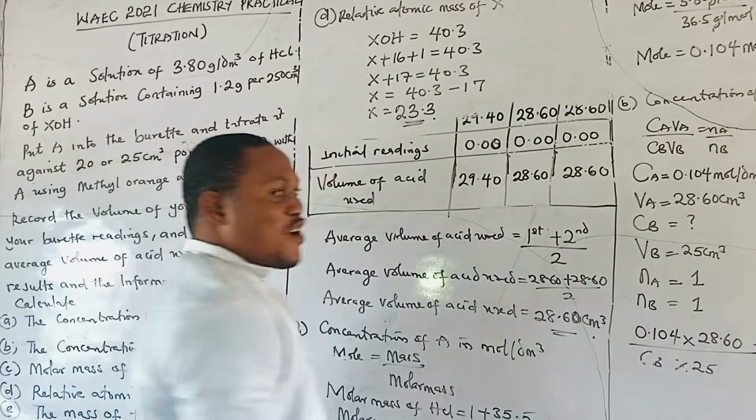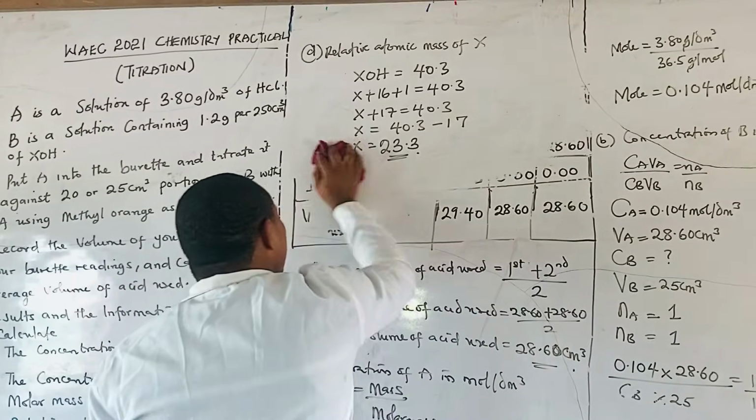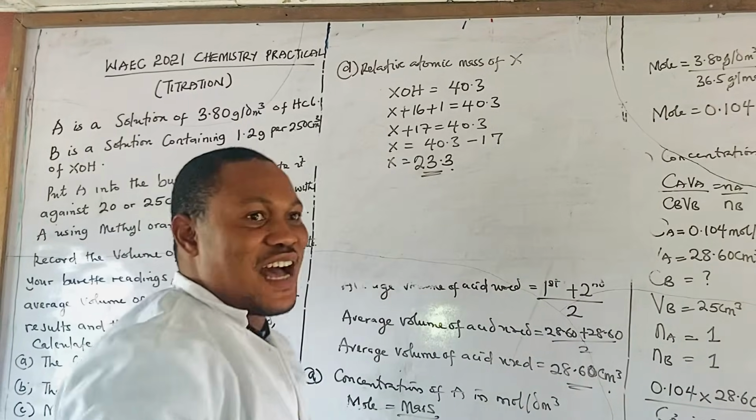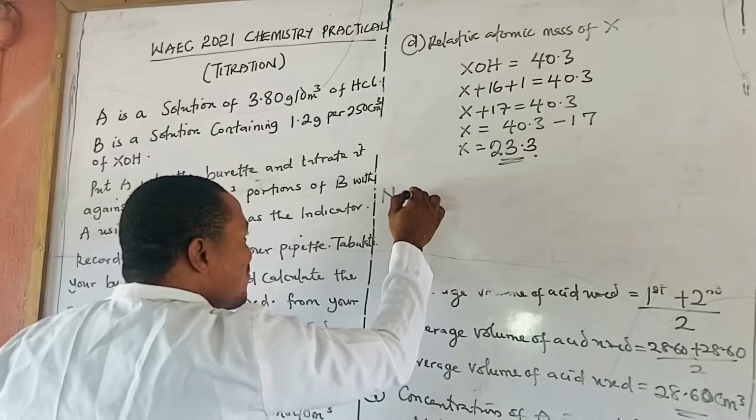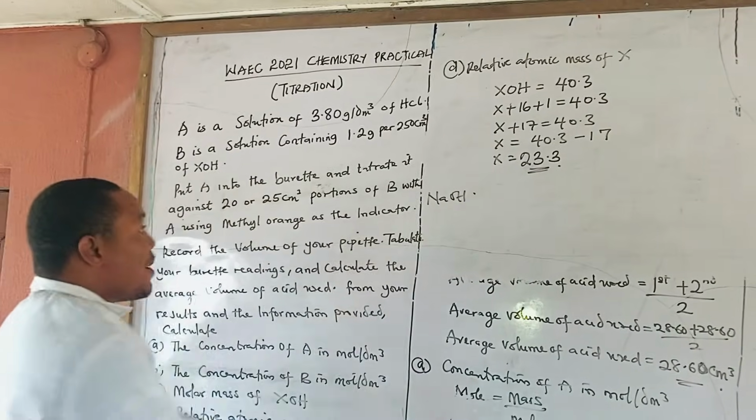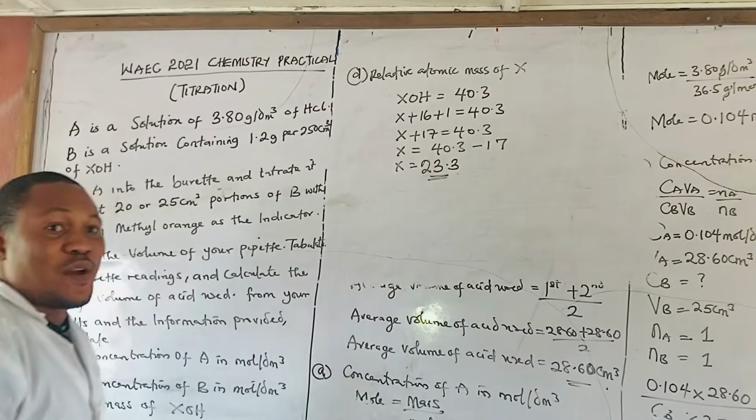That's 23.3. And if you have not forgotten, there is an element in the periodic table that has the atomic mass 23. And what's that? Sodium. Wonderful. Can you see that? That's sodium. Meaning X here is sodium hydroxide. So the relative atomic mass of X is 23.3.